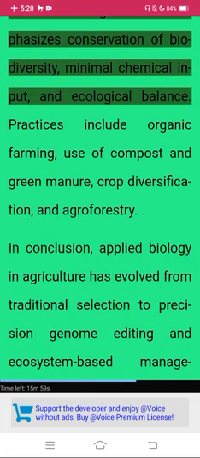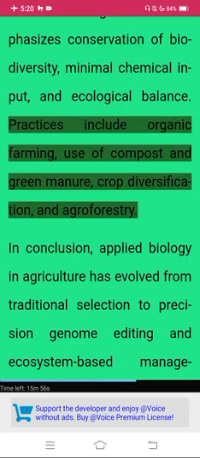Sustainable agriculture emphasizes conservation of biodiversity, minimal chemical input, and ecological balance. Practices include organic farming, use of compost and green manure, crop diversification, and agroforestry.